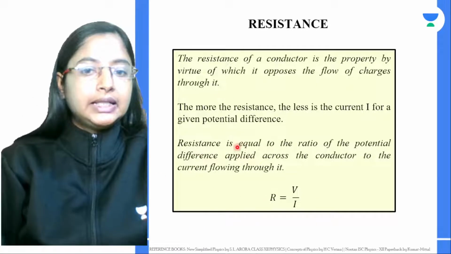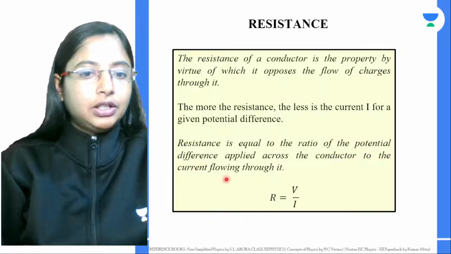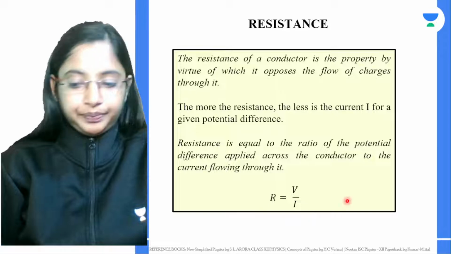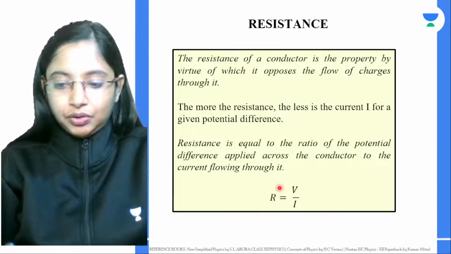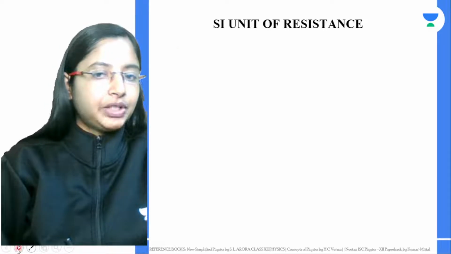From there you can say the resistance is equal to the ratio of potential difference applied across the conductor to the current flowing through it. That gives you the resistance value. I'm going a bit fast because we have covered these concepts in the previous class as well.